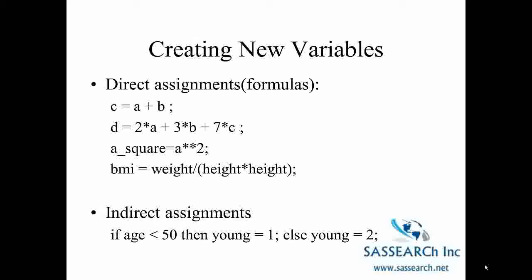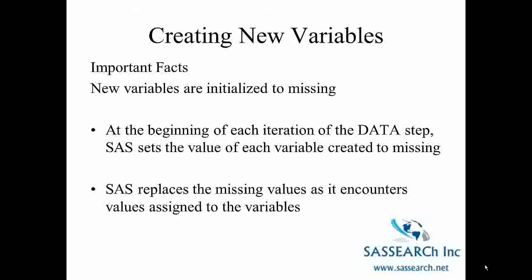The second way to create new variables is with indirect assignments. So here we're creating a new variable called young, and we're saying that if age is less than 50, then young equals 1, else young equals 2. So the variable age, which is already on our data set, was used to create the new variable young with if, then, else statements.